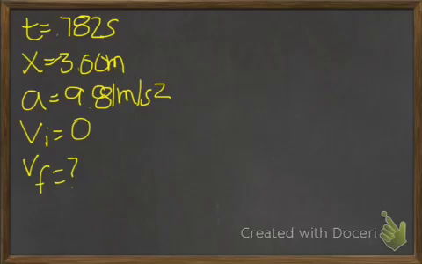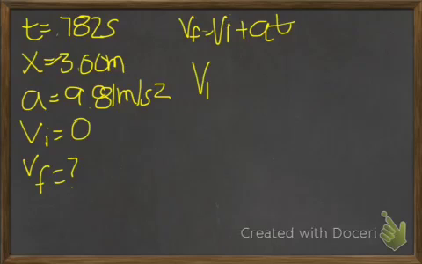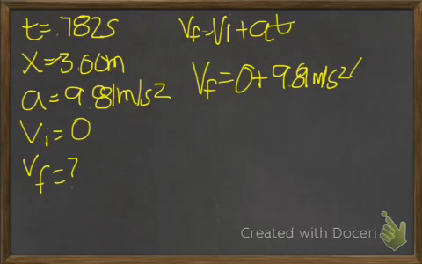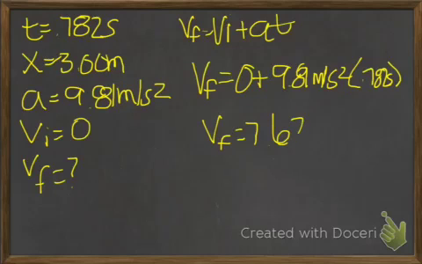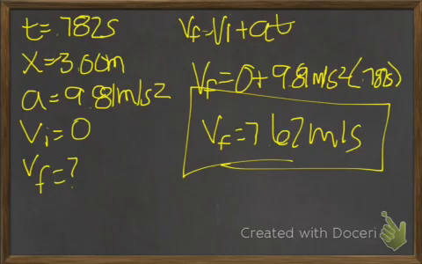Now you could use a variety of equations since we have so many of the pieces. I'm going to use the vf equals vi plus at and use our time that we just solved for. So final velocity is what we're solving for. Initial velocity is 0 plus 9.81 meters per second squared times our time of 0.782 seconds, and you should get final velocity equals 7.67 meters per second. And that is your answer.